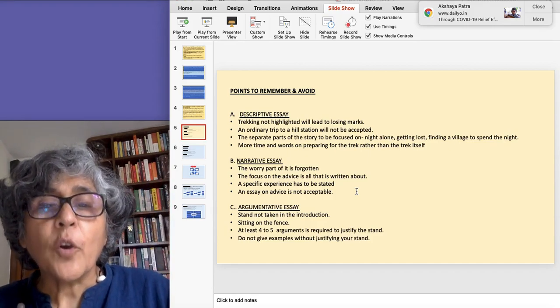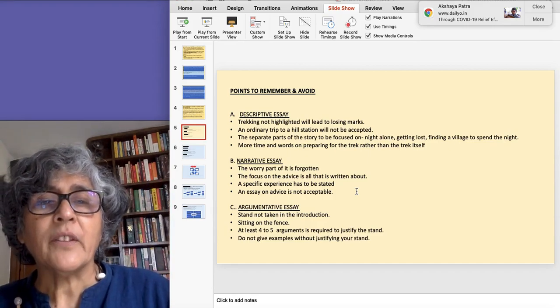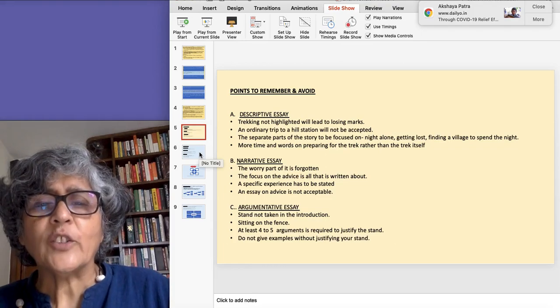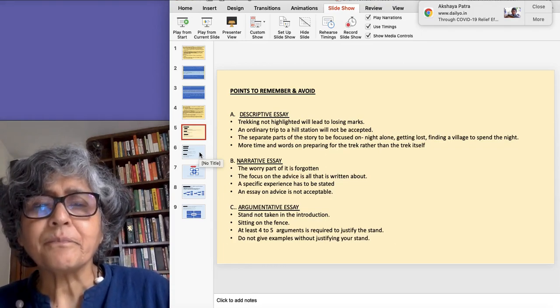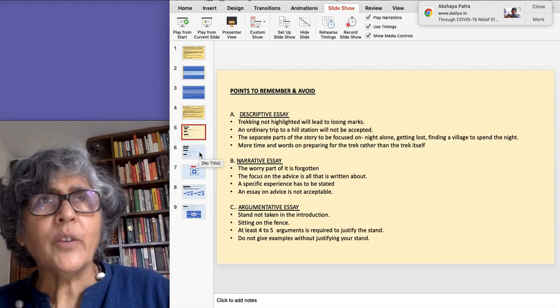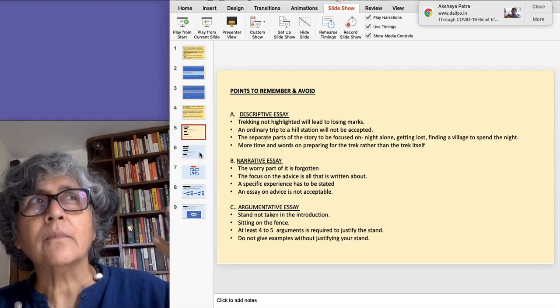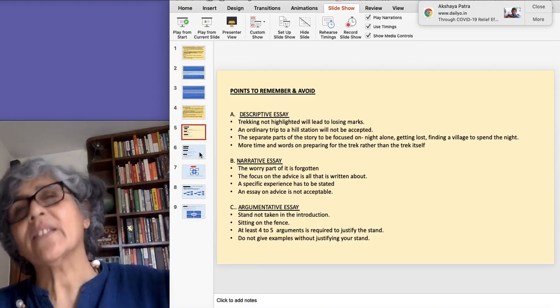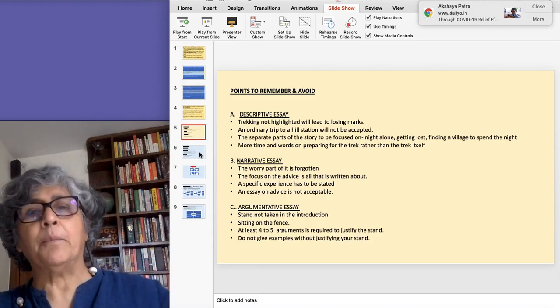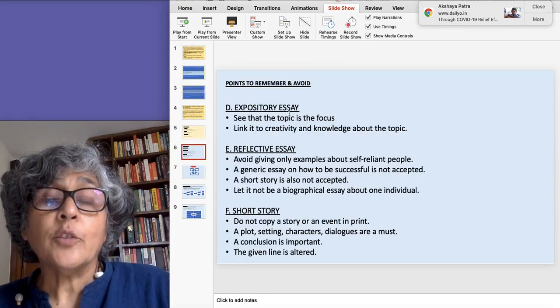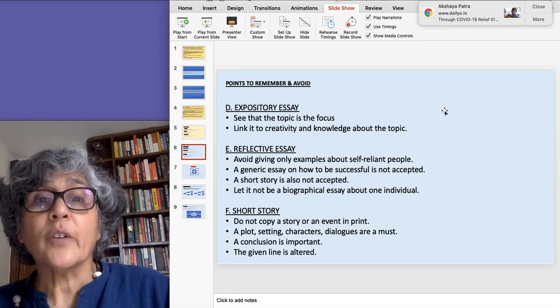The third, of course, is argumentative topic, which I shall do in detail. Yes, you have to give 4 to 5 arguments to justify your stand, right? And remember, when you give an example, the example has to be with your stand. Don't just give examples for the sake of listing examples to prove your point. That doesn't work.